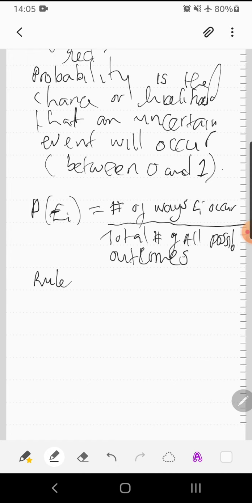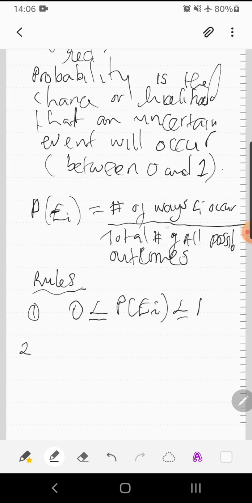So we have the rules of probability. The first one is that probability will always be between 0 and 1. So no one should find a probability that is 2 or 4 or 100. If you find that your probability is not between 0 and 1, then your answer is definitely wrong.